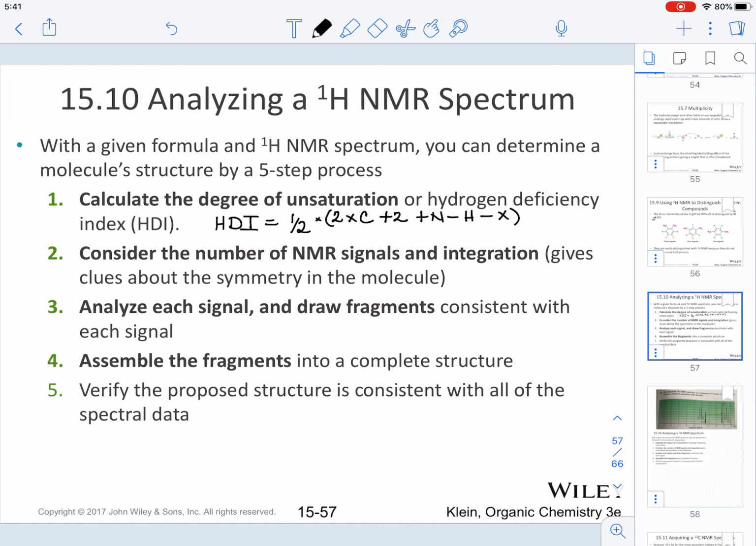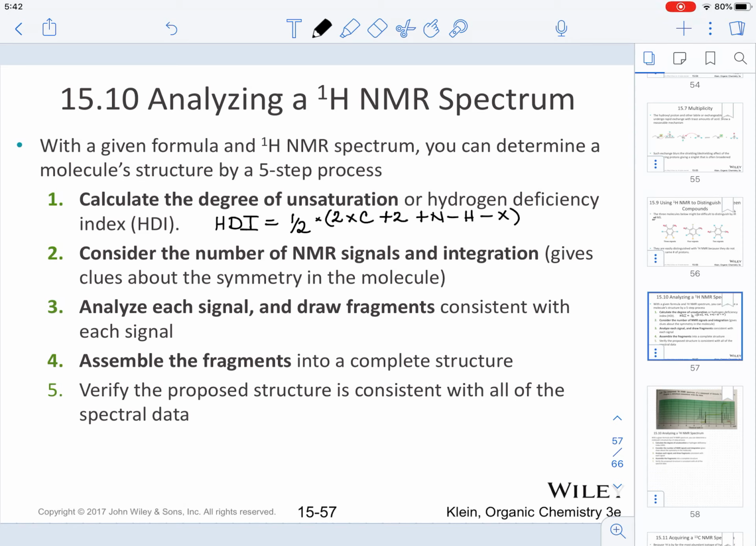As step 2, consider the number of NMR signals and integration. The integration can be given, but if it's not provided, based on the number of signals you can actually determine it. But understand that those two pieces of information, specifically the NMR signals, must be given. Now, understand that step 2 actually gives you clues about the symmetry that may possibly be found in the structure. Step 3, you have to analyze each signal and draw the fragments that are going to be consistent with each signal.